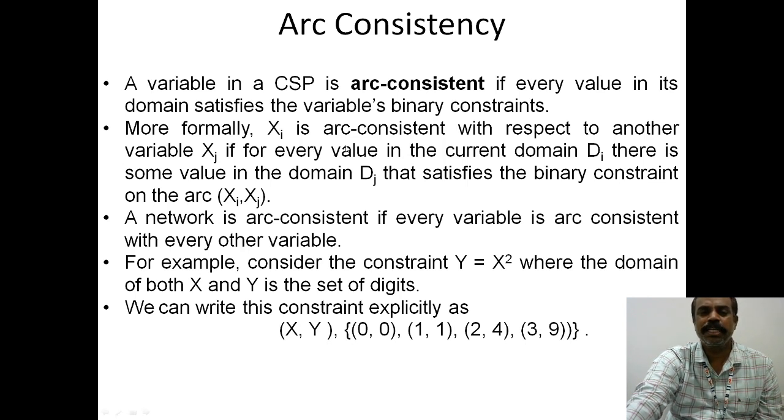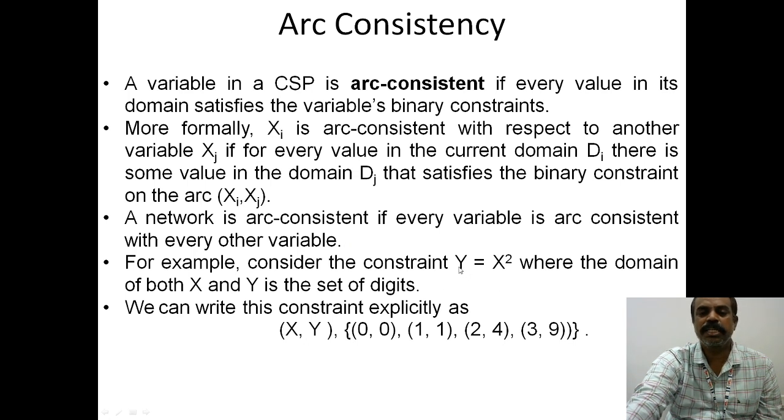More formally, Xi is arc consistent with respect to another variable Xj. Here we are considering two variables Xi and Xj. If for every value in the current domain Di, which is the domain relevant to Xi, there is some value in the domain Dj, which is relevant to Xj, that satisfies the binary constraint on the arc Xi to Xj. So this is the relationship. A network is arc consistent if every variable is arc consistent with every other variable within the network.